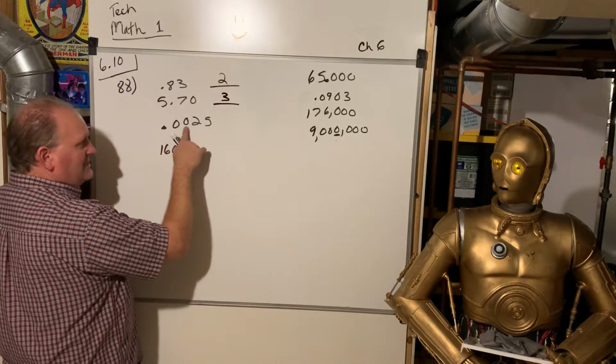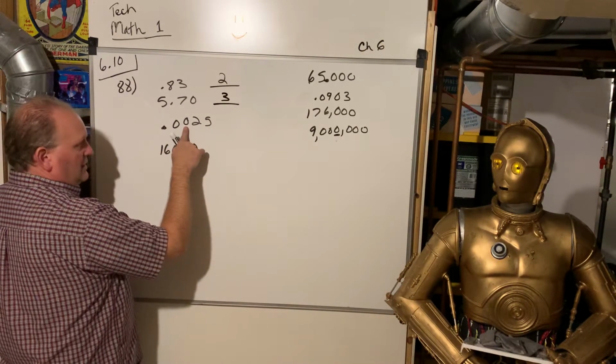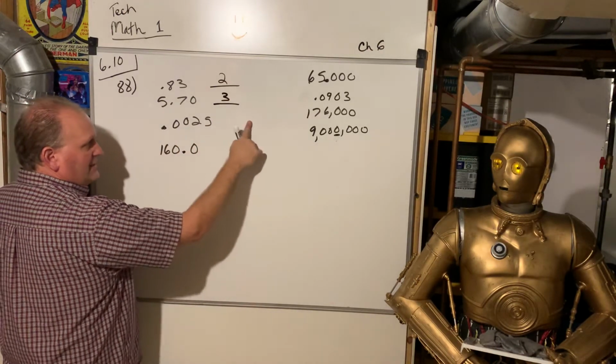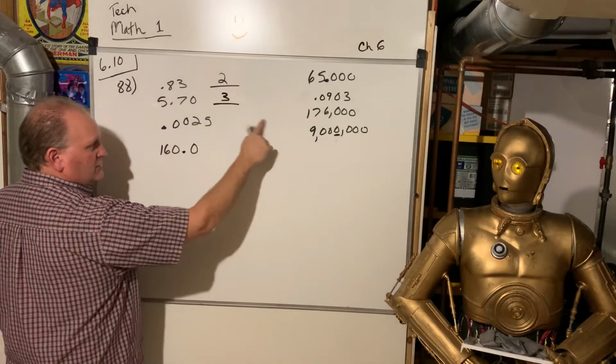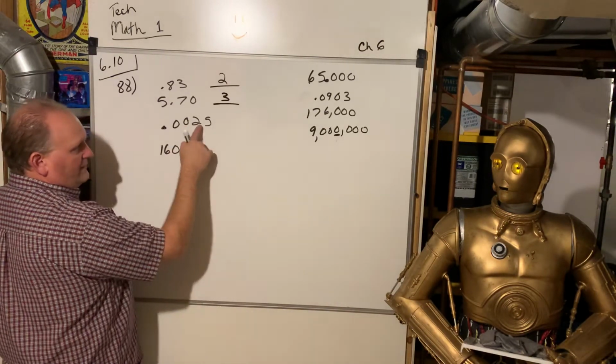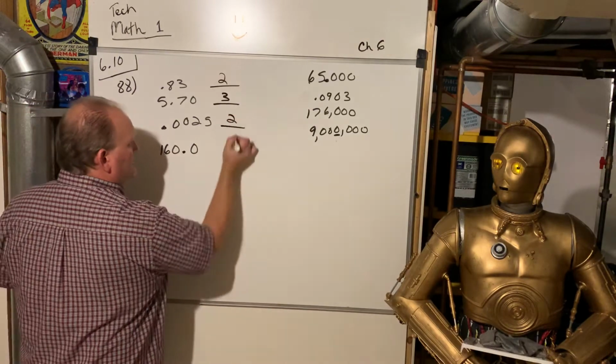0.0025. Now these guys don't count. They are after the decimal, but they're not after the number on the decimal. So if I would have gone 0.00005, then all of a sudden it would have 5. But since these 2 are before it, this is only 2 significant digits.